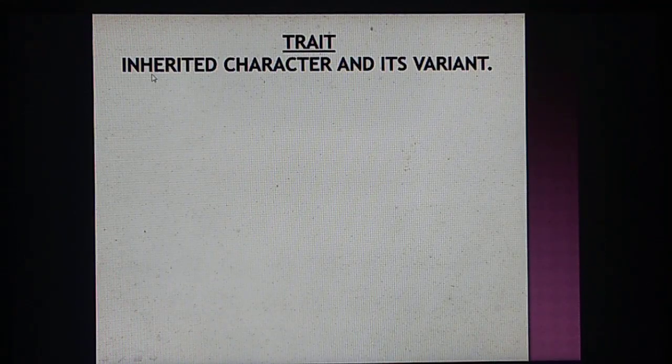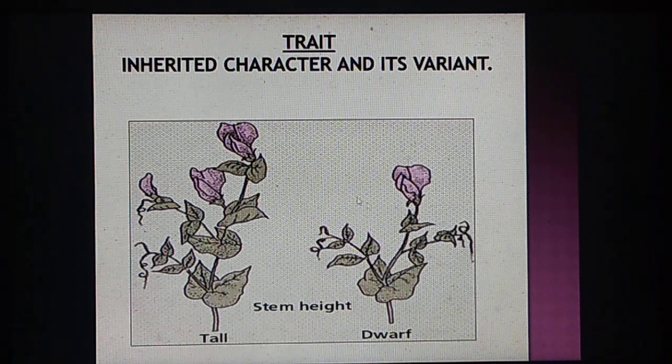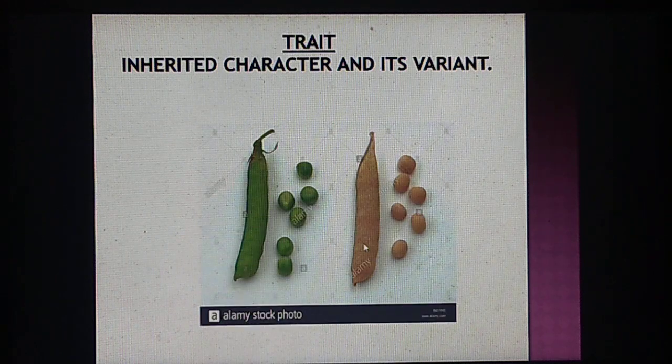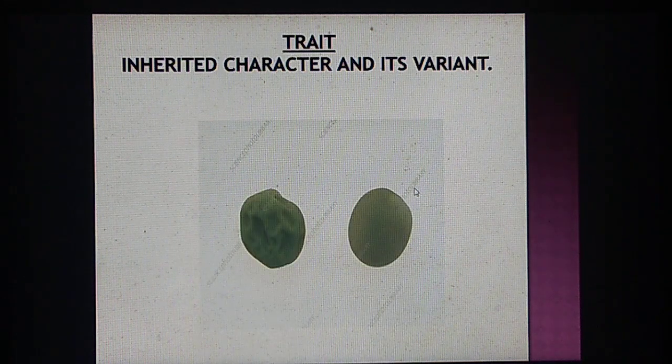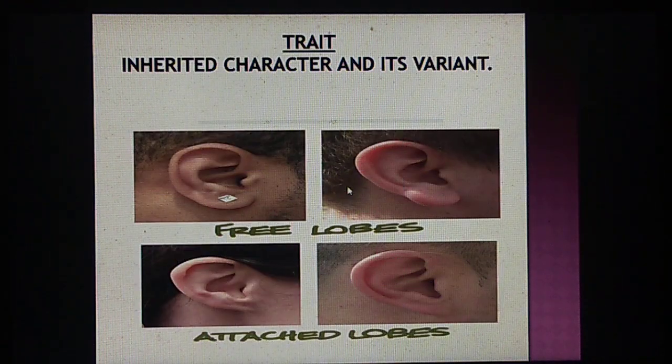Trait. It is an inherited character and its variant. For example, a trait here is stem height, but the variants are tall and dwarf. So these are the variants which we see in various individuals. For example, seed color, green and yellow. Similarly pod color, and shape of the seeds, wrinkled and round.